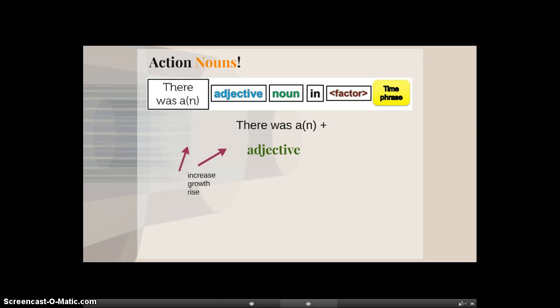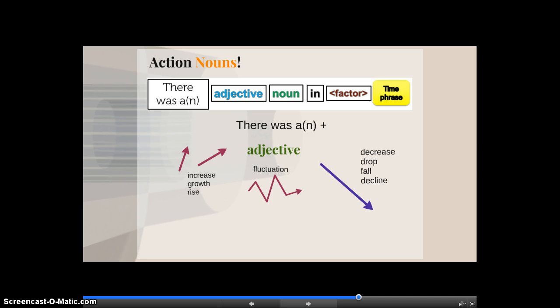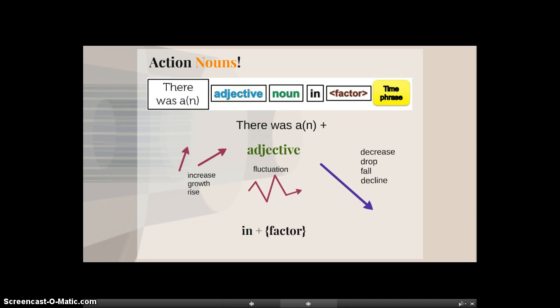We can use the noun forms increase, growth, or rise to describe an upward movement. We could use fluctuation instead of fluctuated to describe the up and down changes. And we can use these noun forms to describe a loss or decrease. And we put the preposition in plus the factor and the time frame.